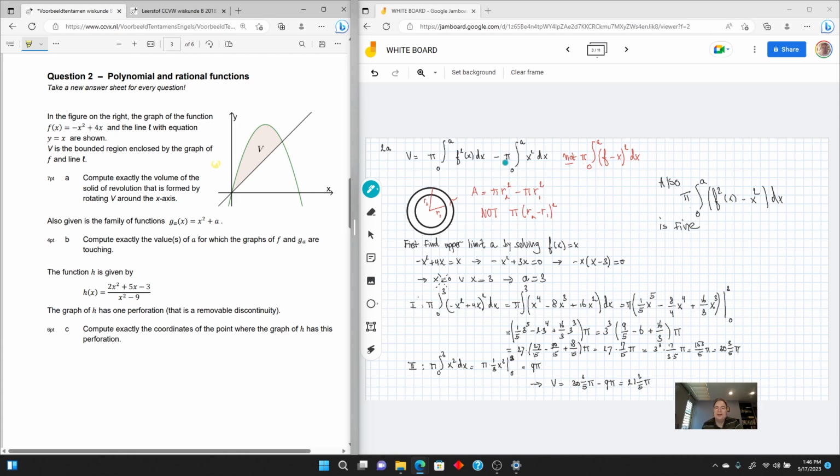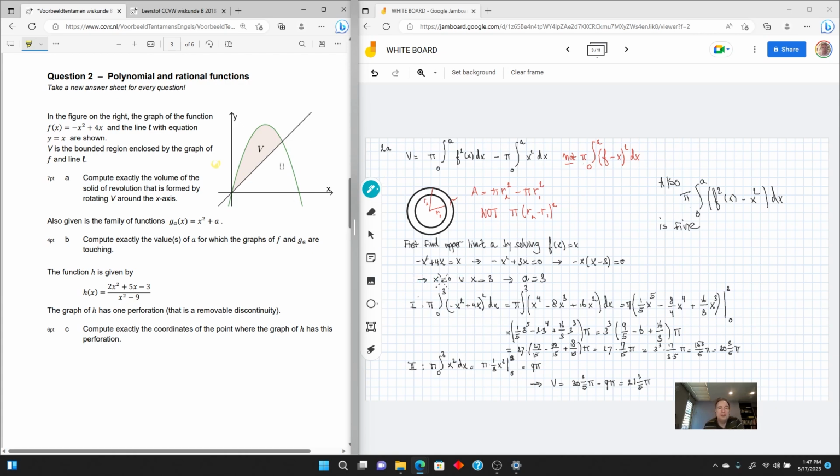Instead of writing two integrals, actually writing it directly as one integral of f squared minus x squared, that's also fine, of course. Maybe this is even a little bit shorter. Anyway, that's not what I did here.